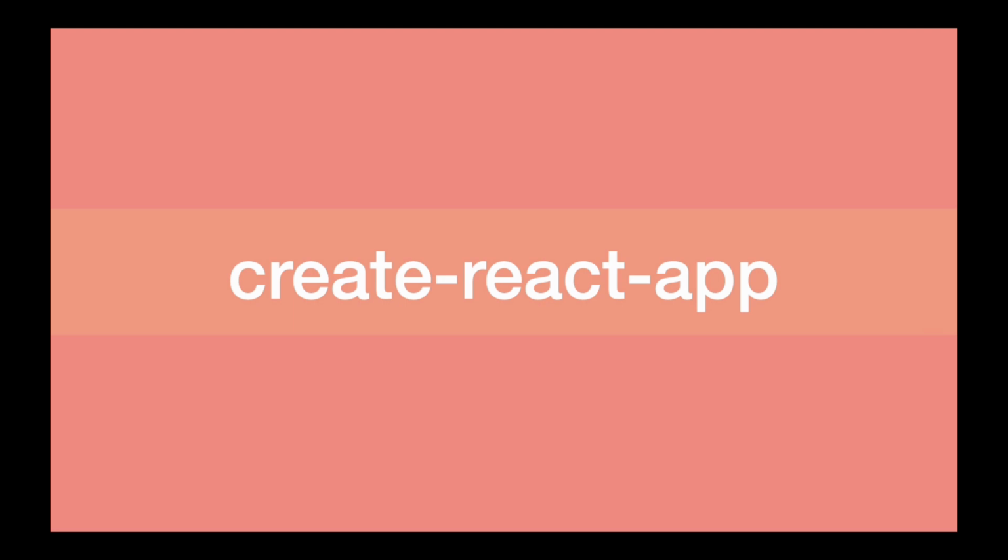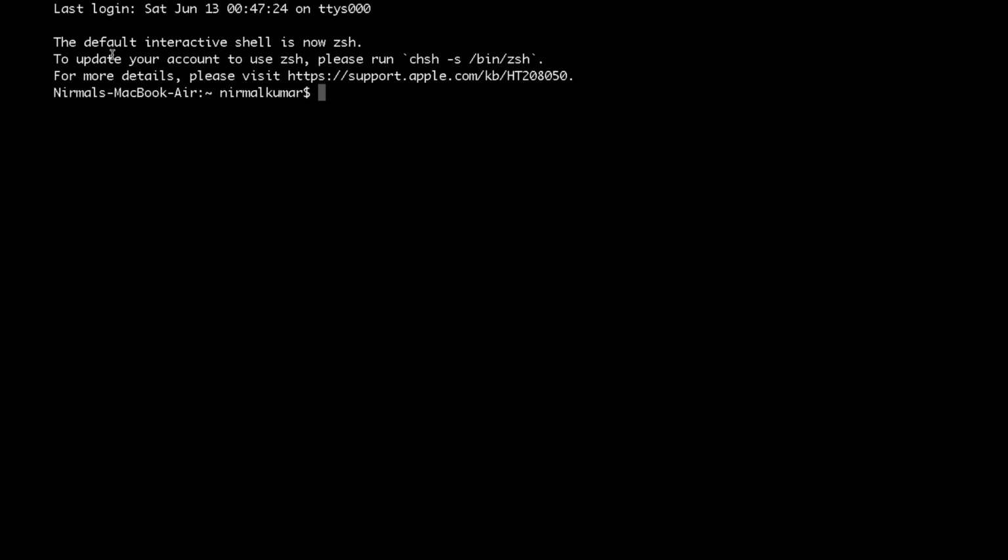you. Let's install it. Open up terminal on Mac or command prompt on Windows and run this command. npm install -g, short for global, and here is the package we are going to install: create-react-app. We are going to use this package to create a new React app.